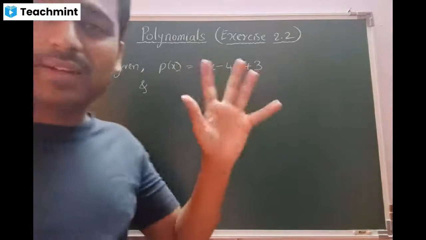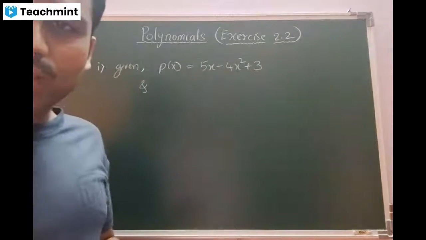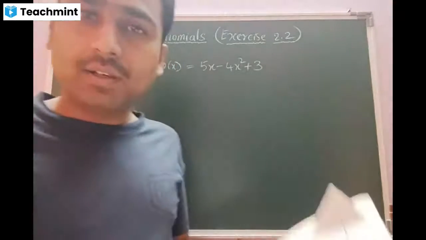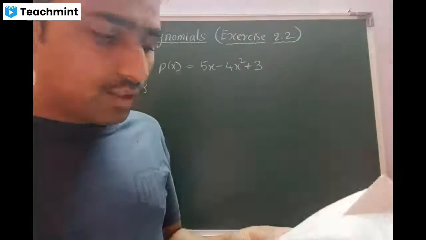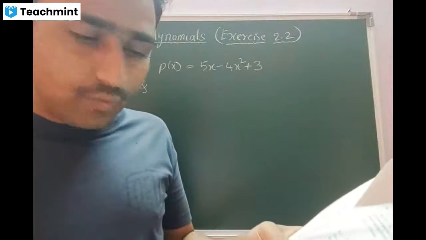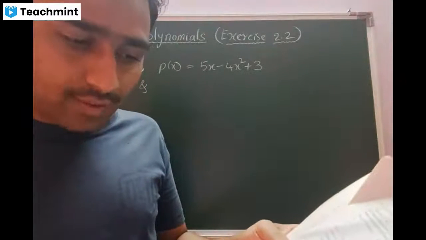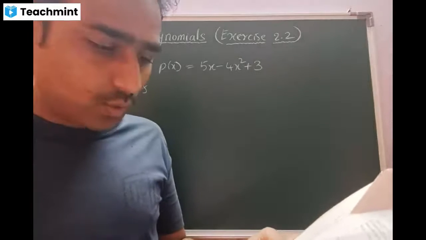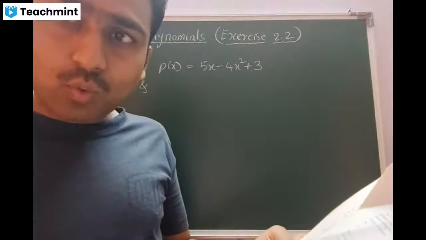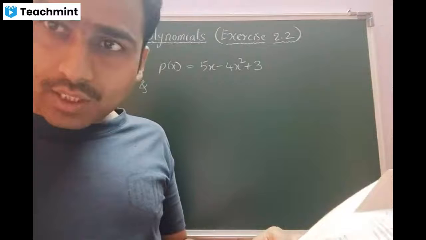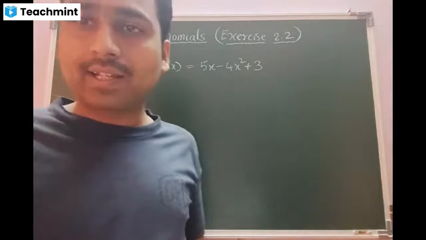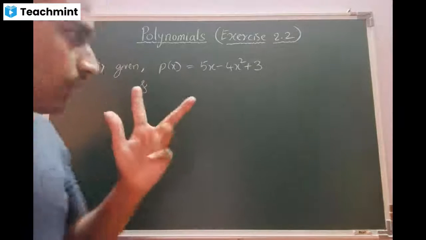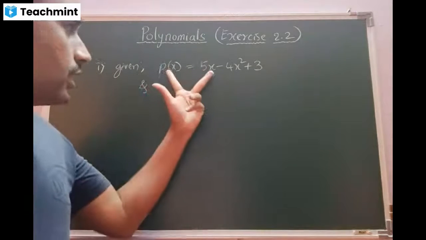Okay, fine. All of you look at the question here. Let me read the question once again. Find the value of the polynomial 5x minus 4x squared plus 3 at number 1, x equal to 0, number 2, x is equal to minus 1, and number 3, x is equal to 2. Is that clear? Yes, sir.